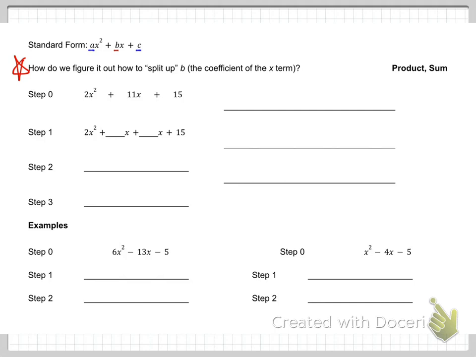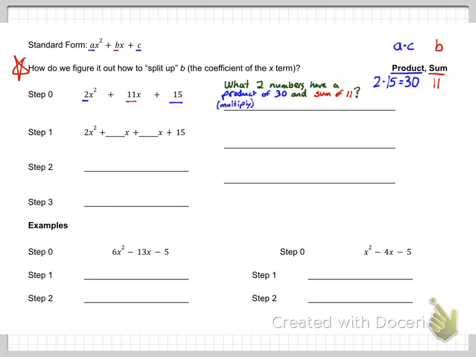The answer to that question is something called product sum. The product, we call that the product in part because we multiply a and c to get it. The sum is always just the b value. So in this first example, the product is going to be 2 times 15, or 30. The sum is going to be 11. So the question we ask is, what 2 numbers have a product of 30 and a sum of 11? In other words, what 2 numbers multiply to get you 30 and add to get you 11?